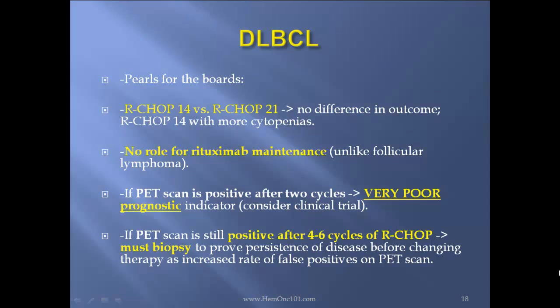Pearls for the boards. R-CHOP 14 versus R-CHOP 21: there's no difference in outcome, with R-CHOP 14 having more cytopenias. There's no role for rituximab maintenance, unlike follicular lymphoma. And if PET scan is positive after 2 cycles, that is a very poor prognostic indicator. If PET scan is still positive after 4 to 6 cycles of R-CHOP, you must biopsy to prove persistence of disease before changing therapy, as there's an increased rate of false positives on PET scan.